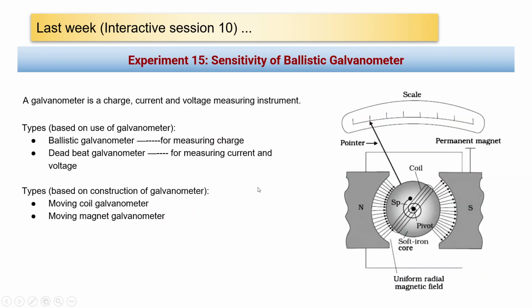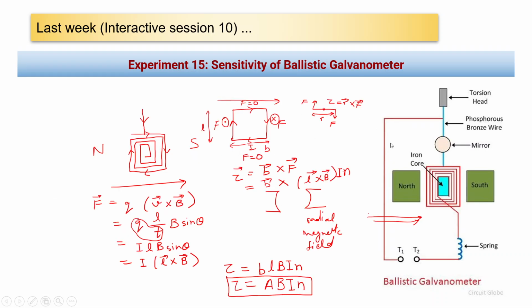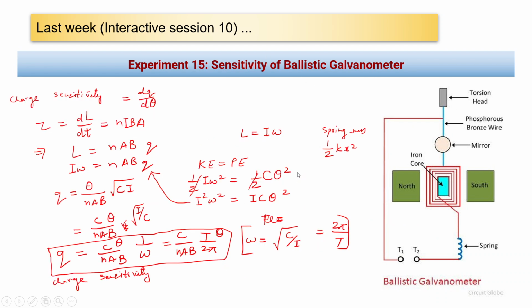Another thing we discussed was the sensitivity of a ballistic galvanometer. The ballistic galvanometer, as we had discussed, is used to measure the charge flowing in the circuit, and we understood the working principle behind it and derived the working formula for measuring the charge sensitivity of a ballistic galvanometer. So these were the things we discussed last week.